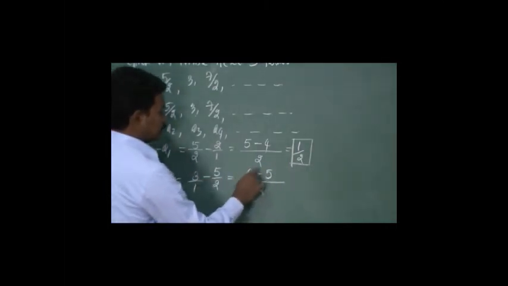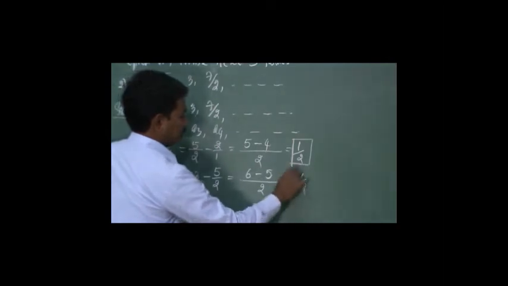Let us check the second one. A3 minus A2 is equal to A3 is 3 minus A2 is 5 by 2. So below 3 we have 1 as the denominator. Take LCM for 1 and 2. LCM is 2. 3 by 1 into 2 is 6 minus 5 by 2 into 2 is 5. 6 minus 5 is 1 by 2. So it's enough. We are getting the common difference as a constant. So the constant is 1 by 2.